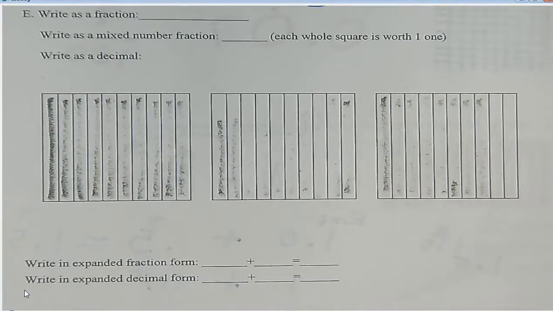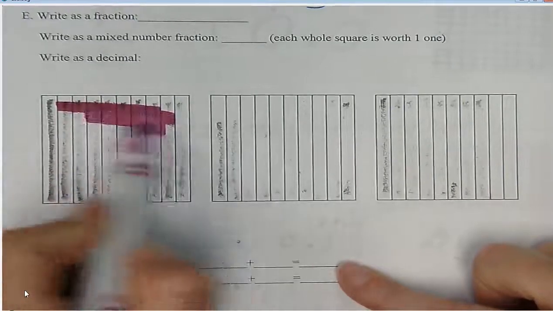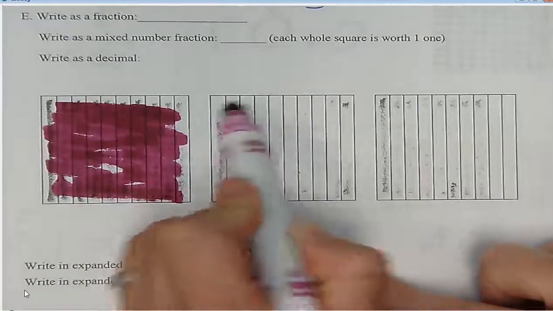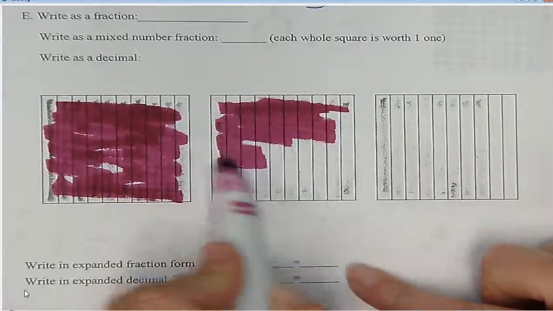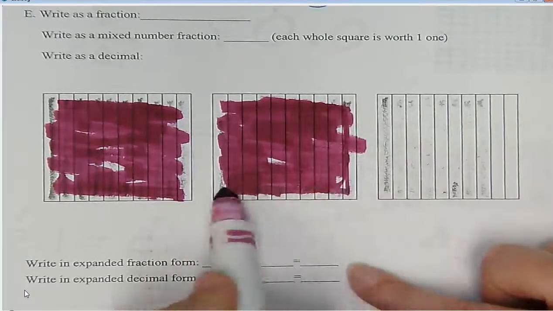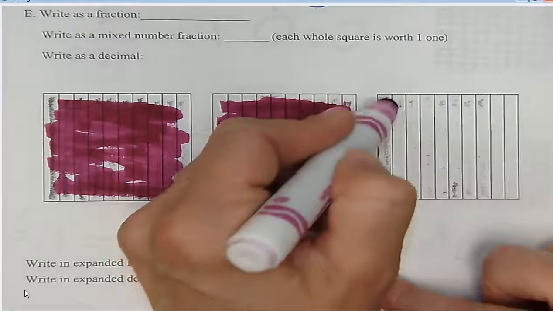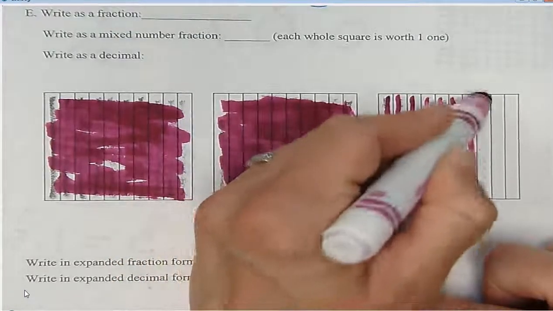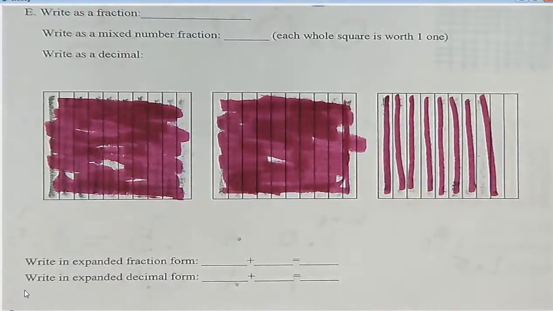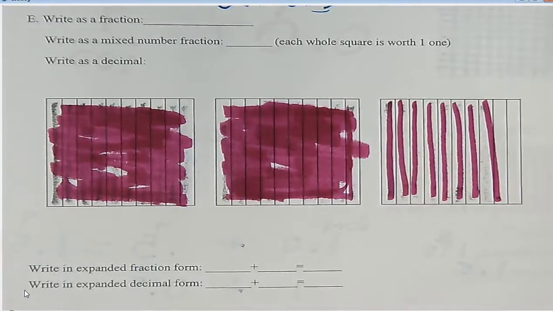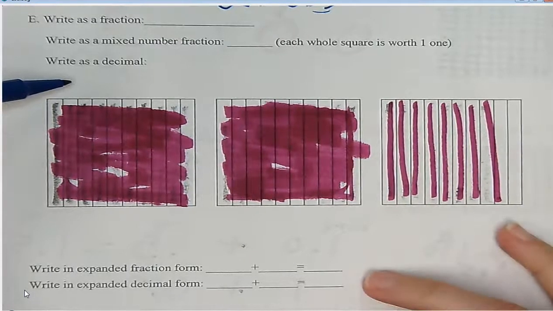All right, so E should have this entire whole colored in, and that entire whole colored in, and then this one has 1/10, 2/10, 3/10, 4/10, 5/10, 6/10, 7/10, 8/10. Okay, so as a fraction, we're going to do it all in tenths. So let's label it on top. If you didn't, please do that.